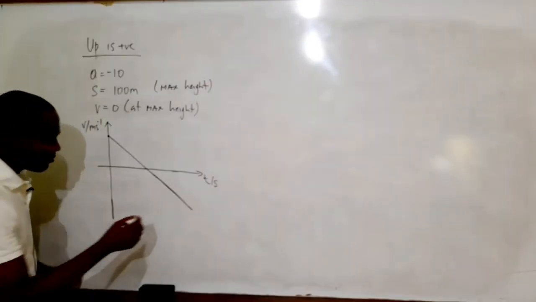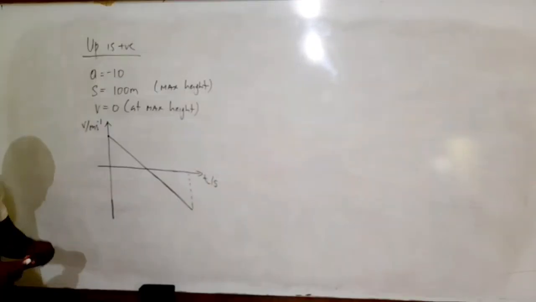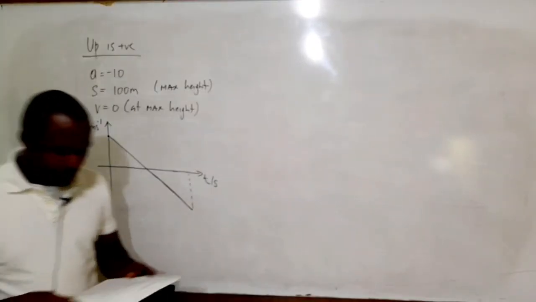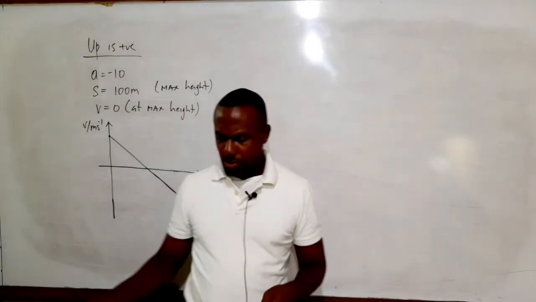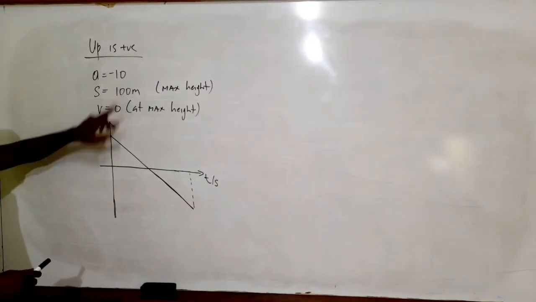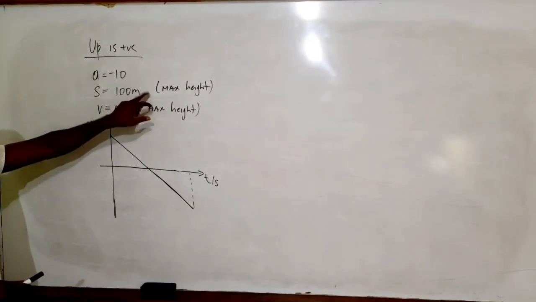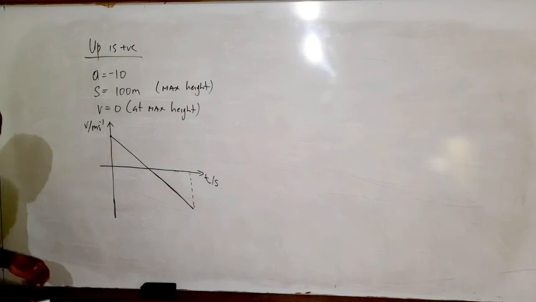So that basically would be the graph of the arrow's motion. Alright, so we have some calculations to do. What do we want to find? We want to find the initial velocity of the arrow. What information do we have to find that? We have A equals minus 10, S is equal to 100 meters at maximum height, and of course at the maximum height V is equal to 0, and we want to find U.